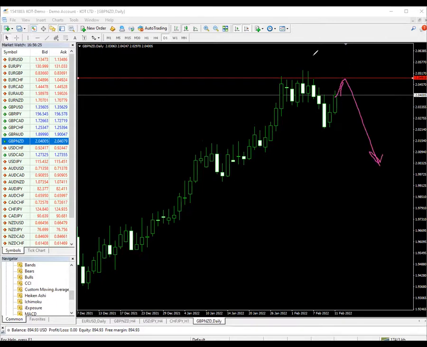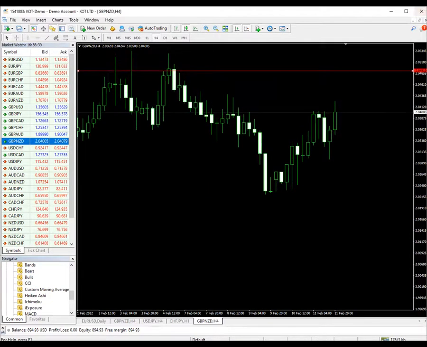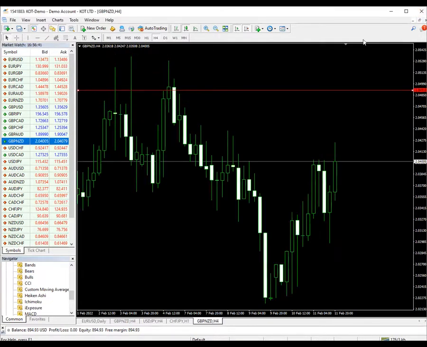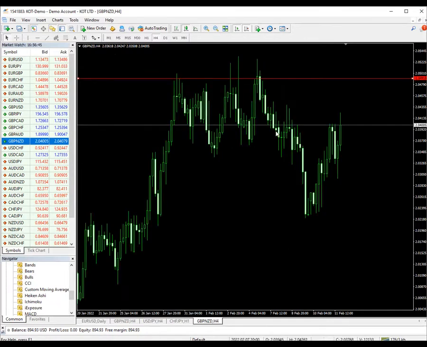So this is what we are going to do. When the market opens, we are not going to sell at once. We wait. We won't sell at once. We wait. But for you to get a clearer picture, let me go to the 4-hour time frame. This is the 4-hour time frame. Let me zoom in a bit. Yes, this is the 4-hour time frame.